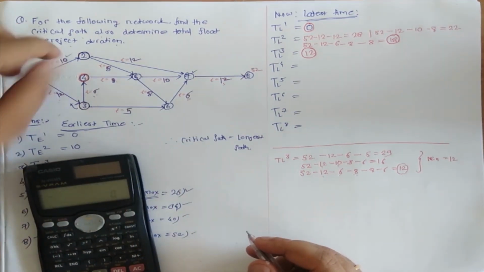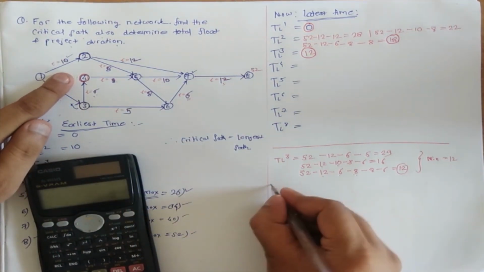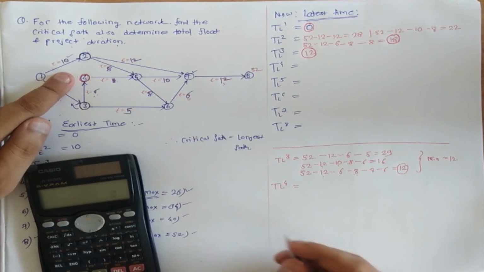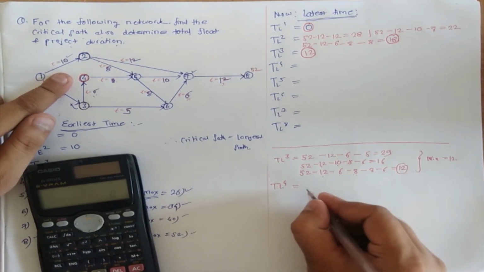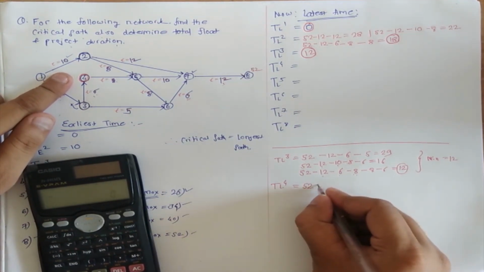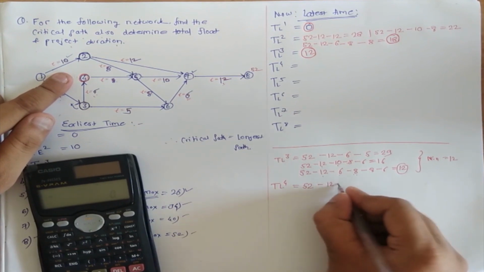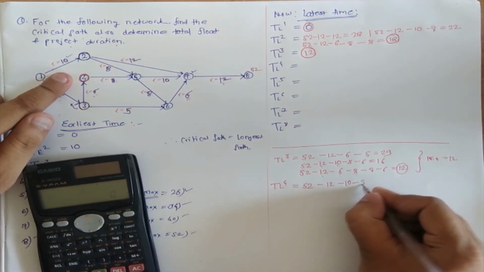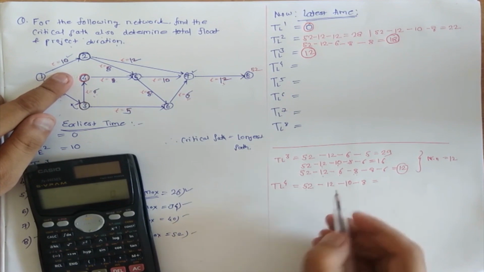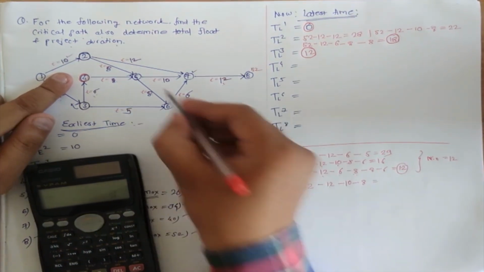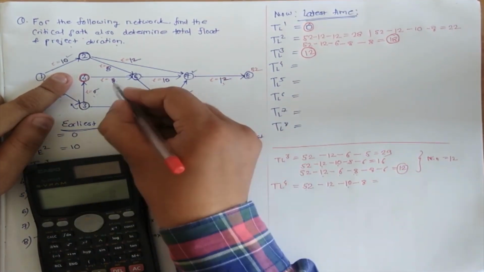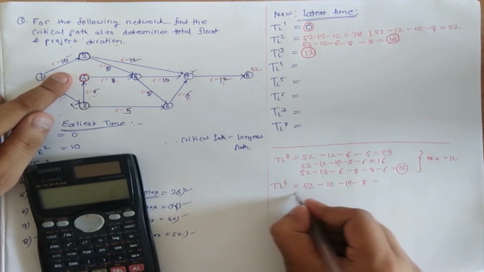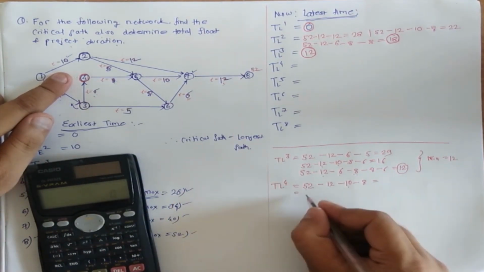Okay, keep this point here, 4. So TL4. Clear? So 52 minus 12 minus 10 minus 8, it is coming out to be 1. And we'll see another one.